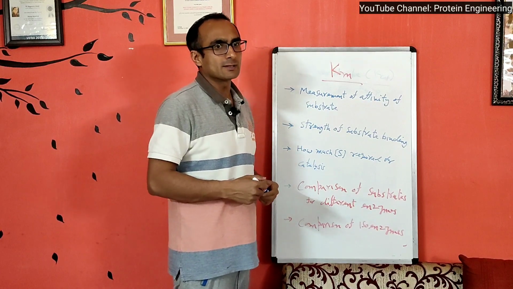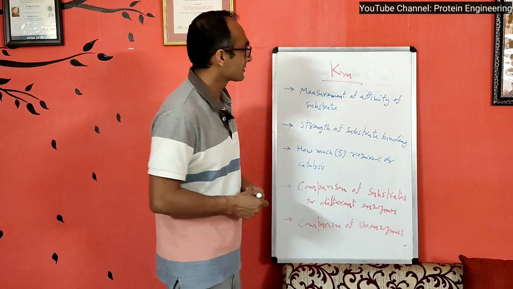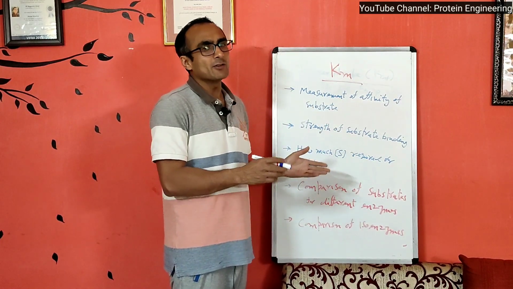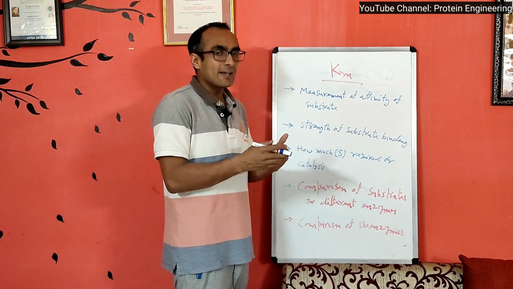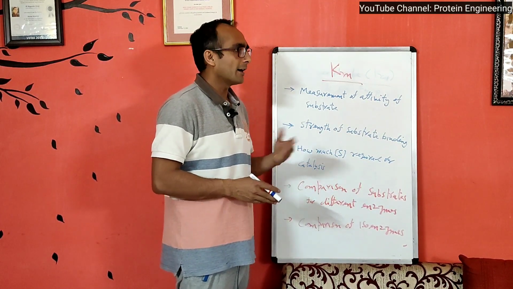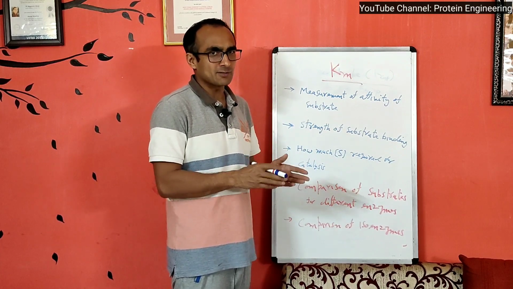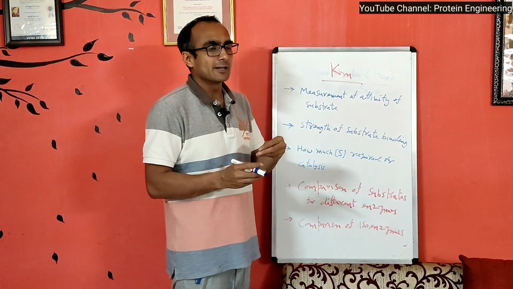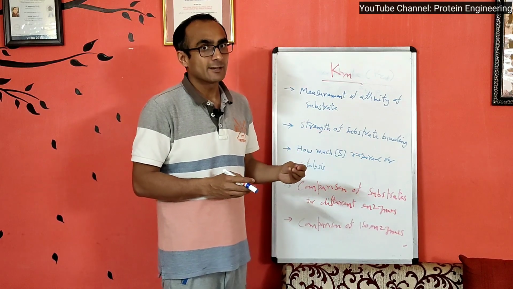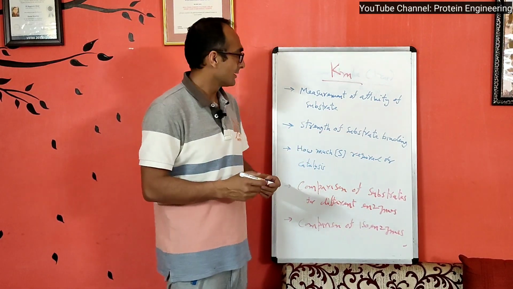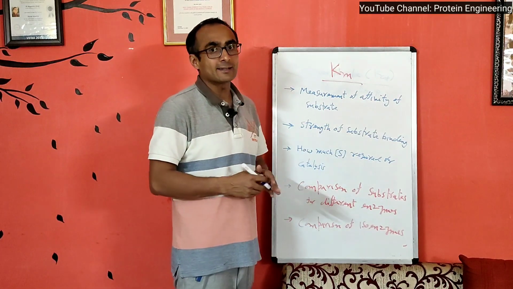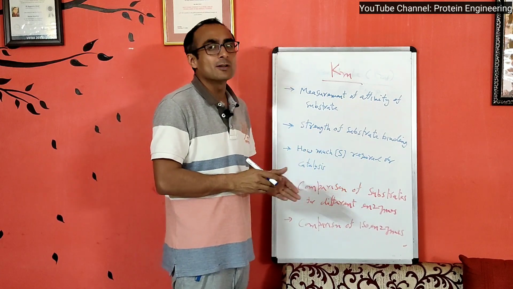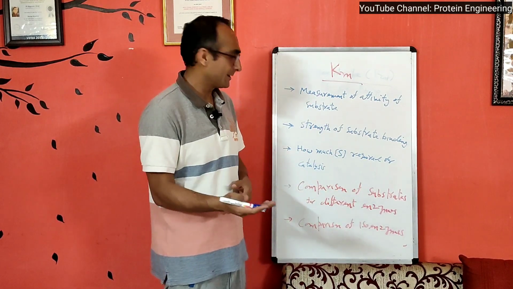Km can be used for different purposes in biochemical reactions, like measurement of affinity of substrate. So the value of Km shows the affinity between substrate and enzyme. A higher value of Km means the affinity between substrate and enzyme is less. A lower Km value means you require lesser substrate in order to attain half of the Vmax. It means the affinity for the enzyme is high. And also the strength of substrate binding: if Km is high, it means the binding strength is weak. If Km is low, the binding of substrate to the enzyme is strong.